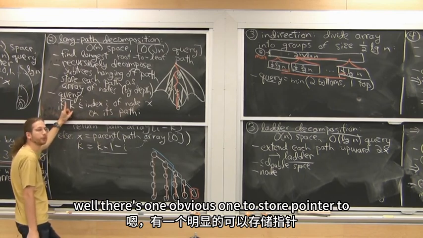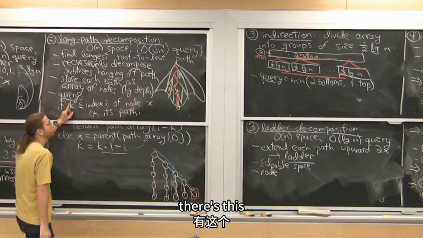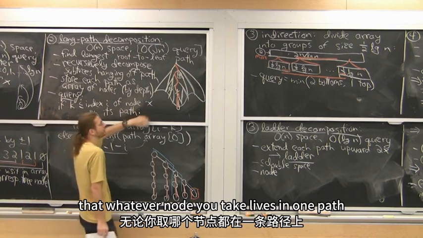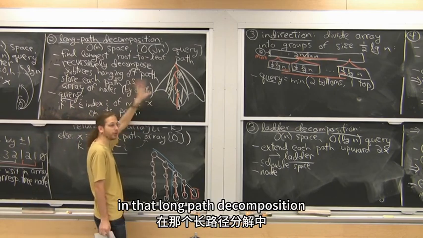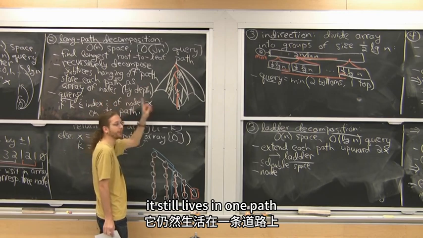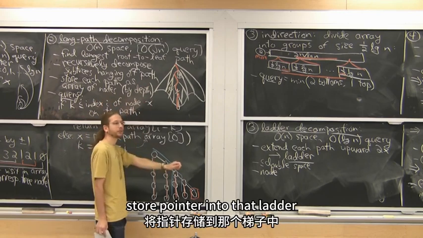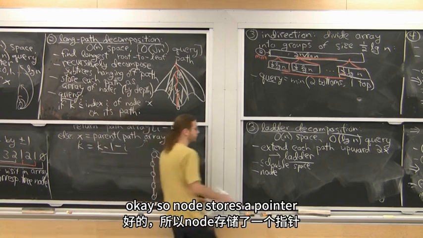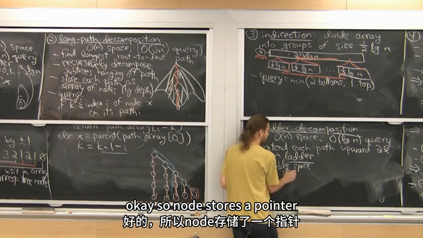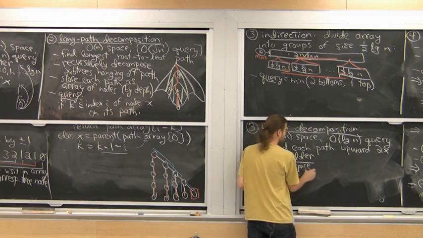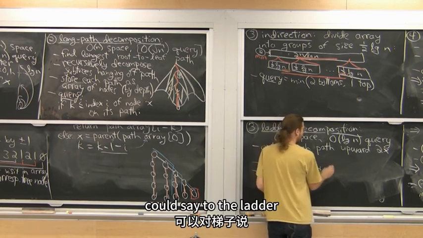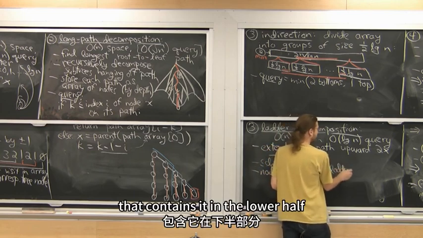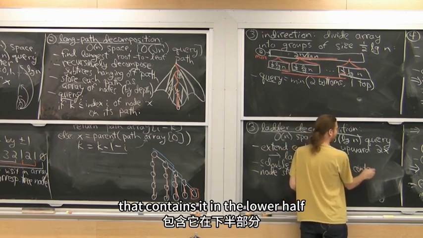Well, there's one obvious one to store a pointer to. Whatever node you take lives in one path. In the long path decomposition, it still lives in one path. Store a pointer into that ladder. Okay, so the node stores a pointer to the ladder that contains it in the lower half.